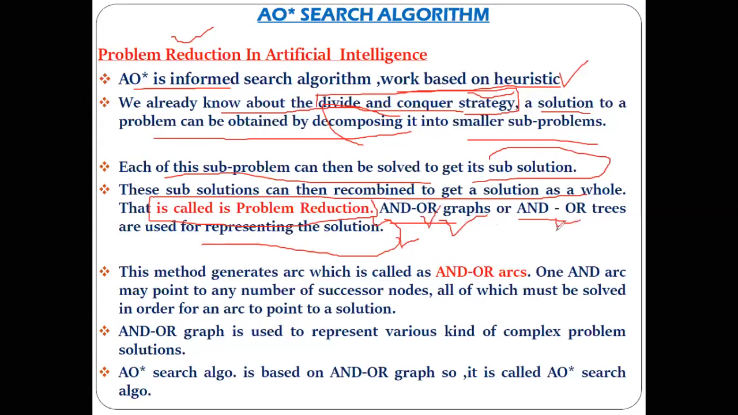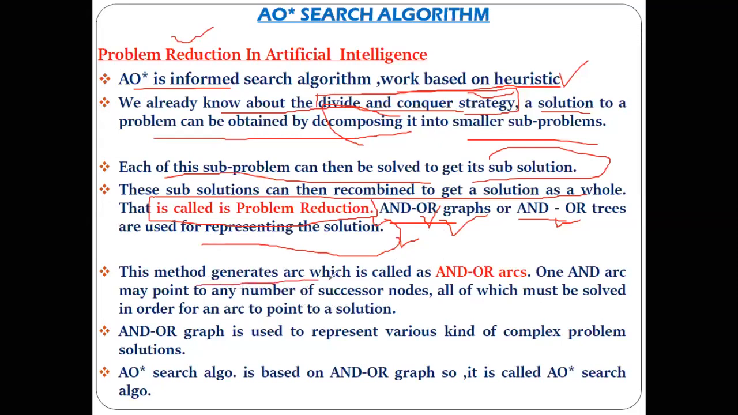This point is understood? Yes, sir. What is the use of the AND OR graph or the AND OR tree? To graphically represent the sub solutions we are getting of different kinds of sub problems. Understood this point? Yes, sir. That is nothing but the use of the AND OR graph. For what purpose? To represent the different kinds of sub solutions of the problem. Understood.